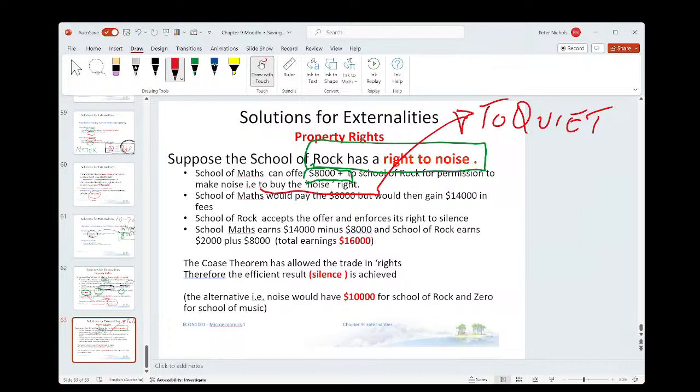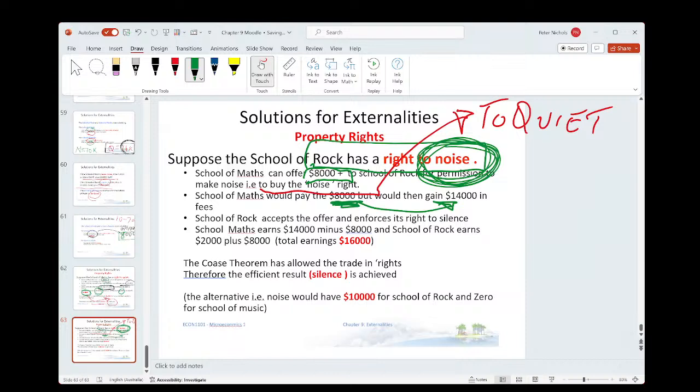Okay, so what's in this for the School of Maths? Well, if there is noise, they're going to earn nothing. But if they pay $8,000, they can then gain $14,000. The benefit will be greater than the cost. So they can pay $8,000, and so their income will no longer be zero. If there's noise, their income is zero. But if they pay the $8,000, their income can become $6,000.